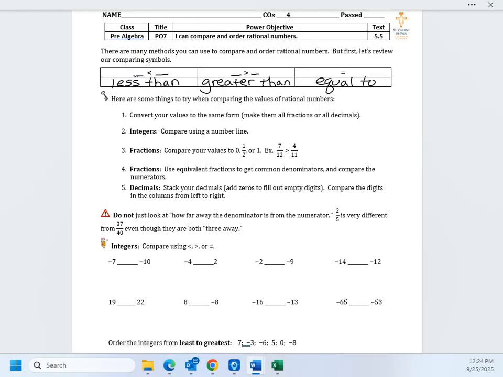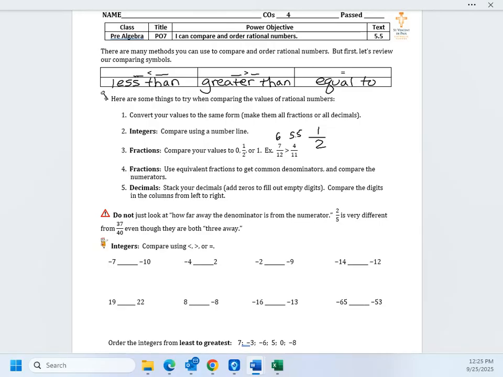So if I look at 7/12 and I'm comparing it to 4/11, I'm going to say, okay, is one of them really close to 0 or really close to 1? Nope. So now I'm going to compare them to that halfway part. What is half of 12? Finley? 6. What is half of 11? 5.5. So 7 is bigger than a half, but 4 is less than that half.